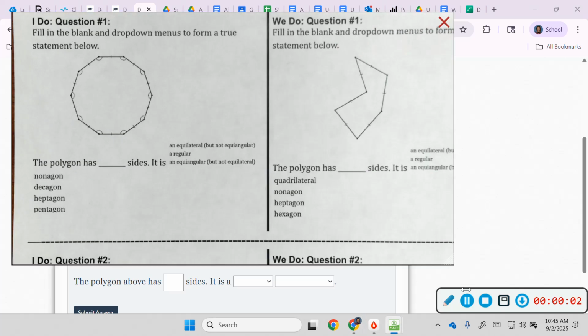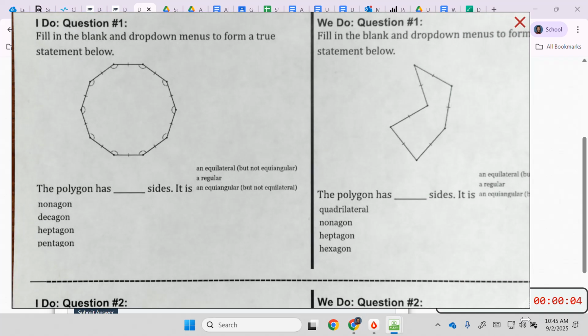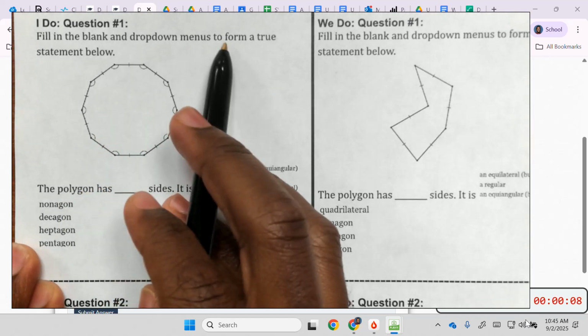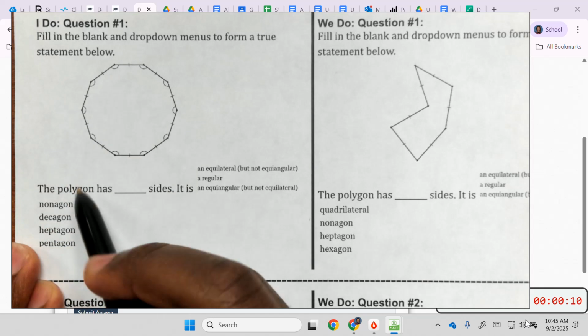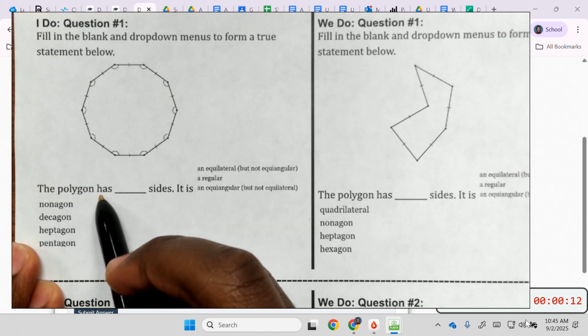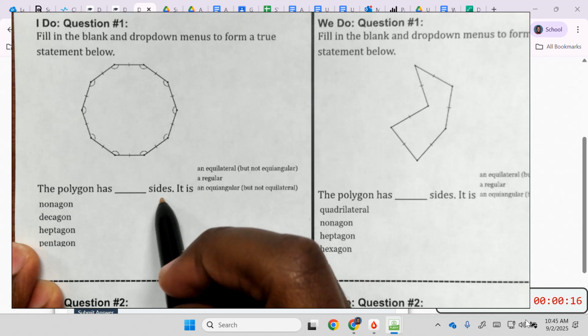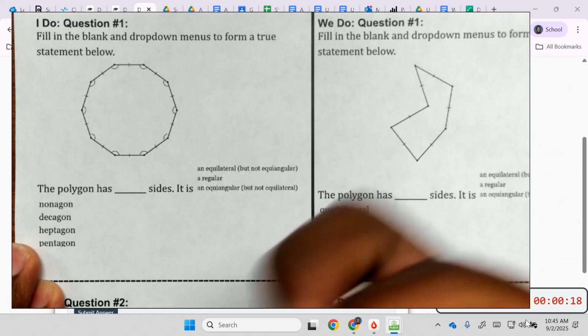Foundations of Geometry, question number 9. The question says to fill in the blank in the drop-down menus to form a true statement below. A polygon, which is a multi-sided figure, has a certain amount of sides. First, I'm going to count the amount of sides.